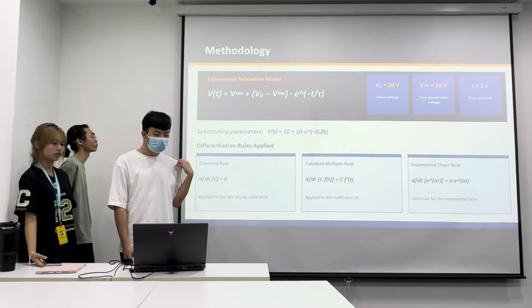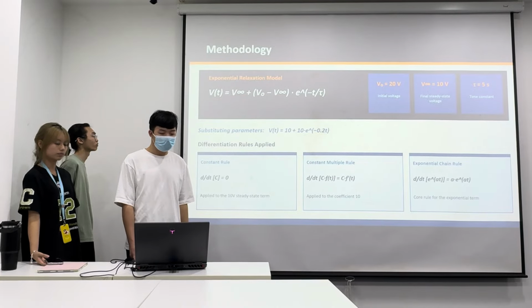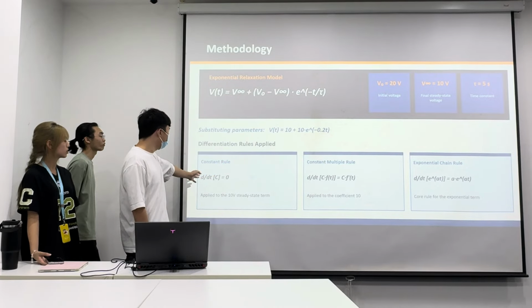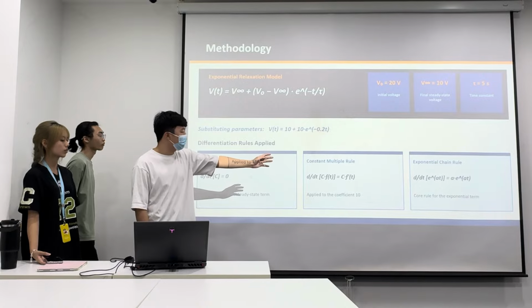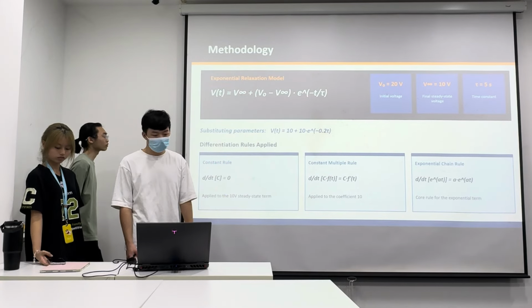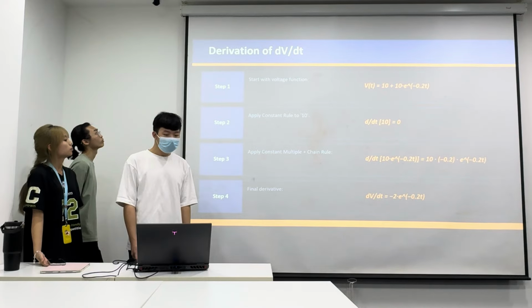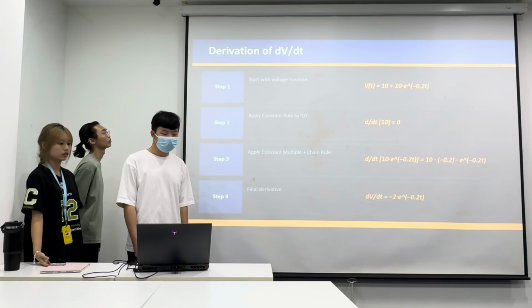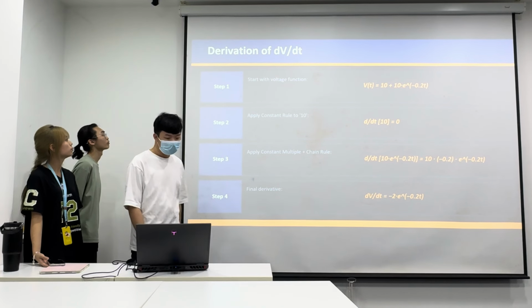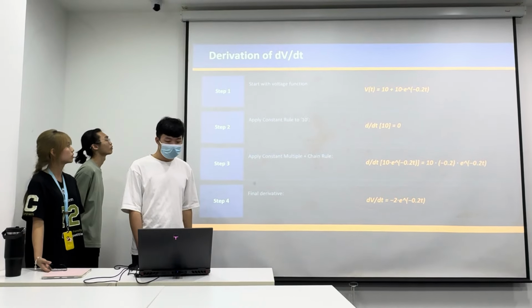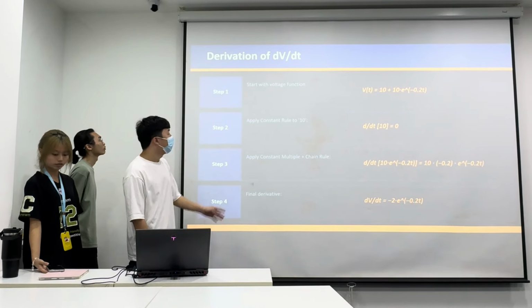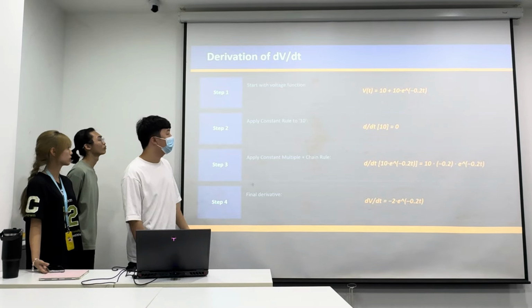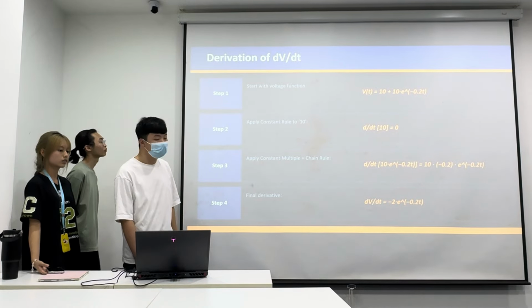To find out exactly how fast the voltage drops, we need to find its derivative. To do this, we use the three basic calculus rules that you can see at the bottom: the constant rule, the constant multiple rule, and the exponential chain rule. Now let's look at the actual math. Here is a step-by-step derivation of our rate of change, dV over dt. In the first step, we start with the voltage function, V(t) equals 10 plus 10 times e to the power of negative 0.2t.